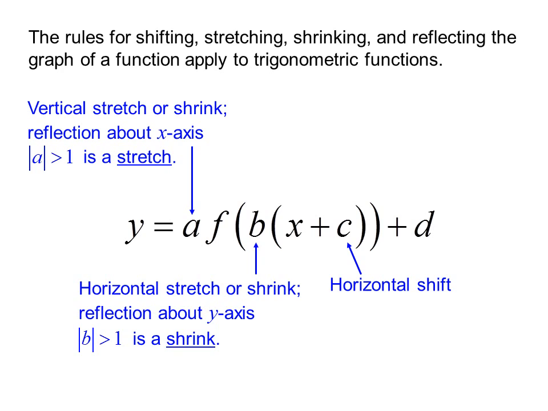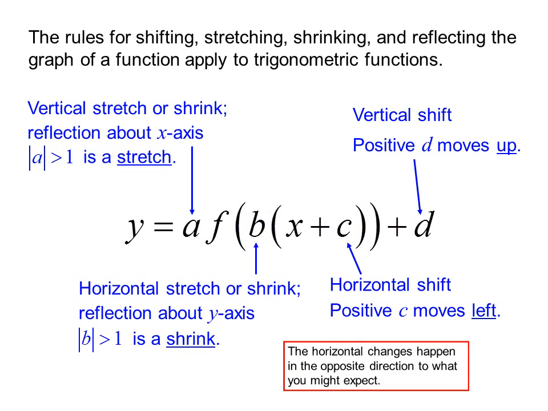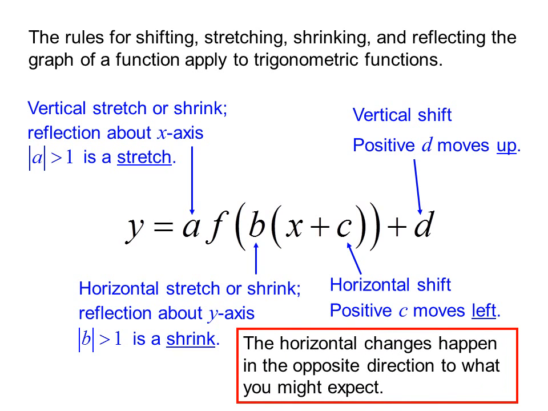A constant added inside the parentheses adds a horizontal shift. A positive value of c moves the graph left, and a constant added at the end causes a vertical shift. A positive value of d moves the graph up. The horizontal changes happen in the opposite direction to what you might expect.